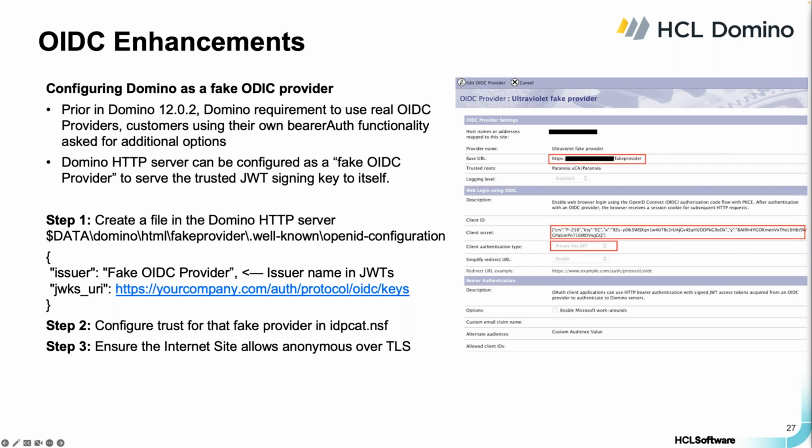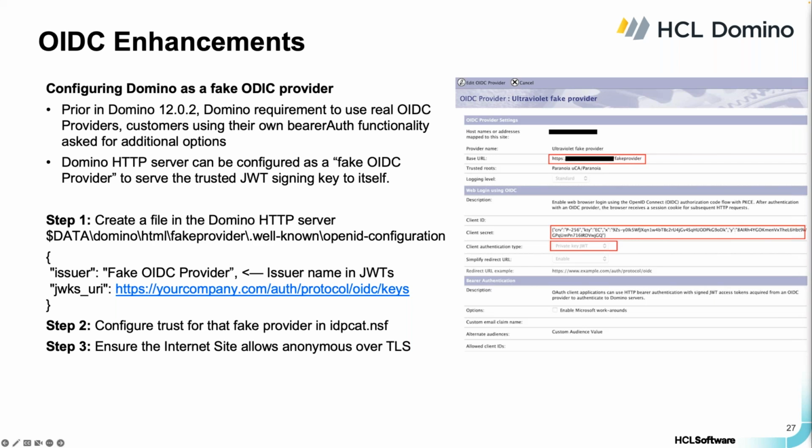But yeah, this is along those same lines. We had customers who had sort of rolled their own tokens and were upset that in 12.0.2 Domino was actually validating tokens, but Domino couldn't validate their tokens because they weren't valid OIDC tokens. But it turns out that you only really need two things to convince Domino that something is an OIDC provider, and you can convince Domino to serve that trusted configuration to itself.